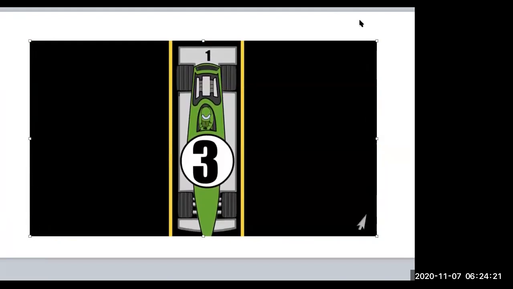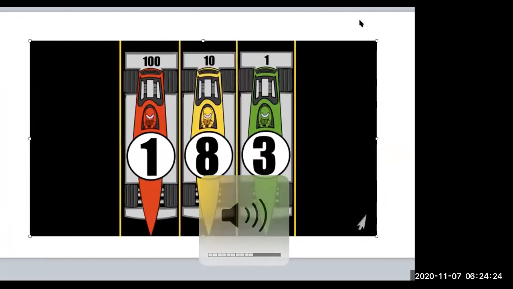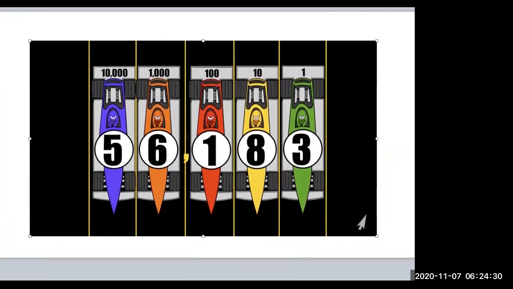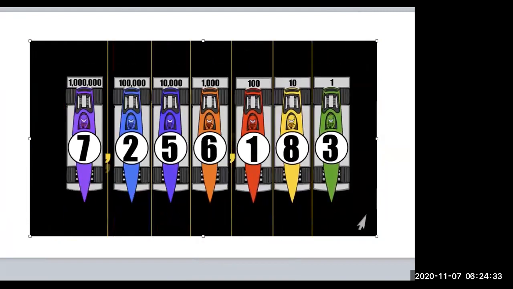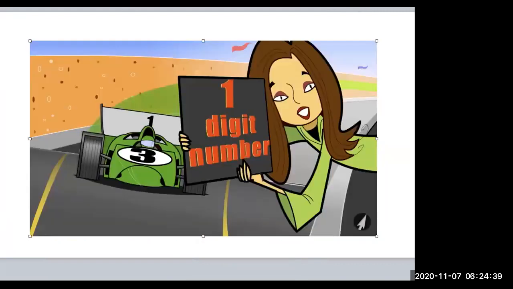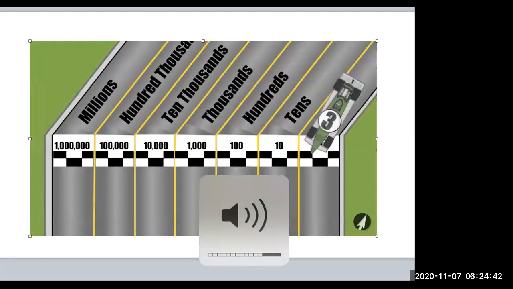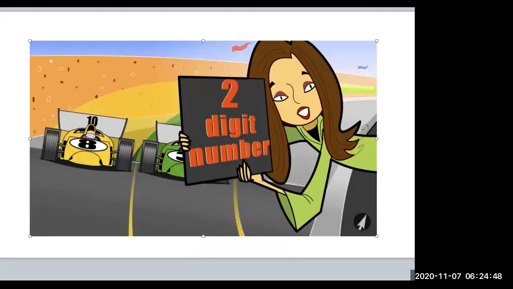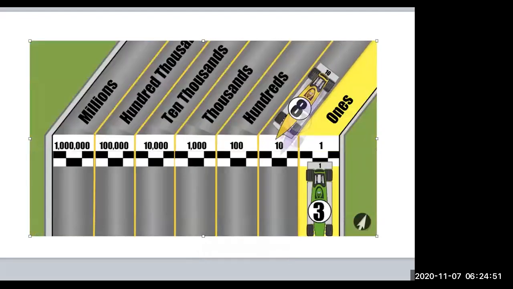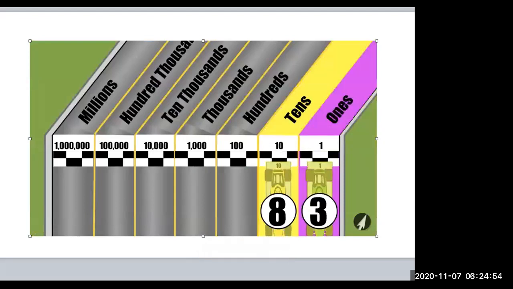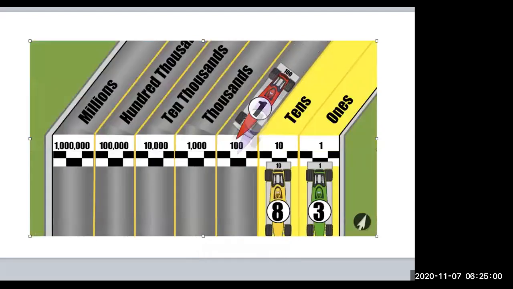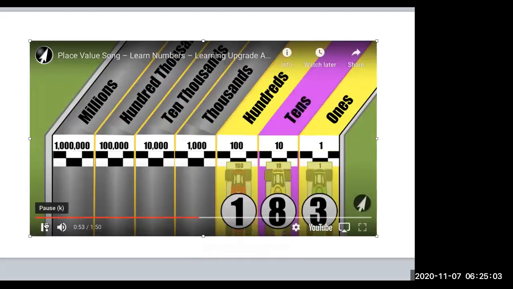Ones place, tens place, hundreds place, thousands place, 10,000s place, 100,000s place, millions place. Take a one-digit number, it goes in the ones place. 3. For a two-digit number, at a tens place, 83. For a three-digit number, at a hundreds place, 183.